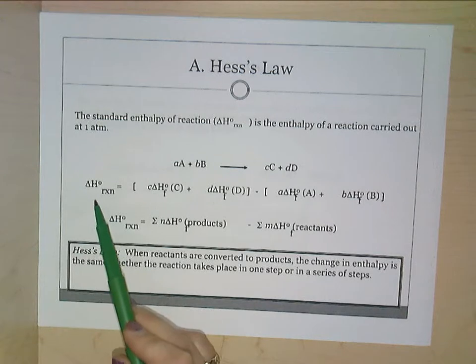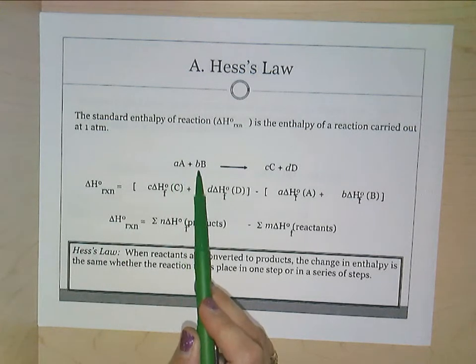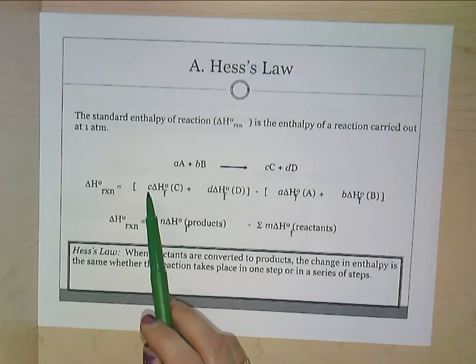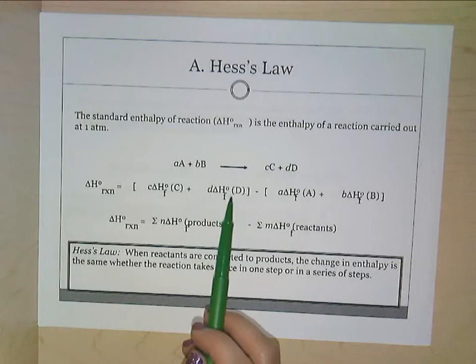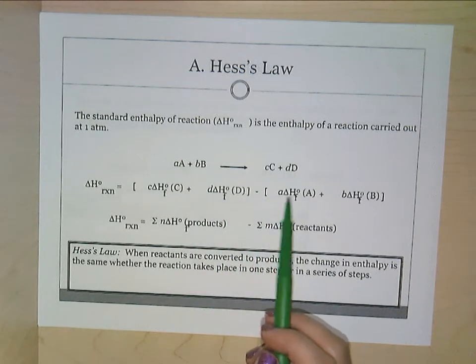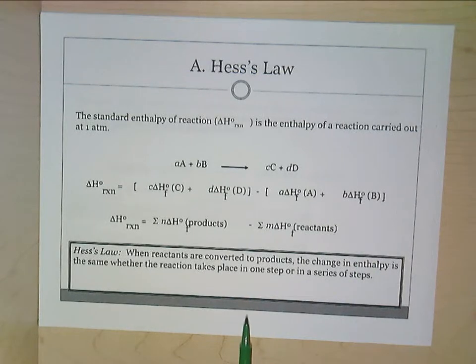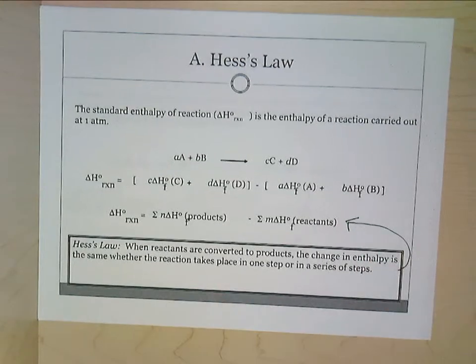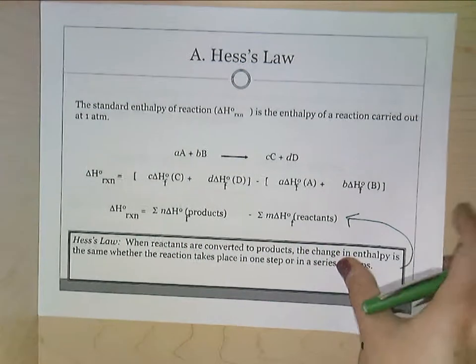This is another way of writing it out. The overall heat of reaction. If this is my reaction, A, B, B, C, C, C, then it's C times the heat of formation of C plus D, heat of formation of D, minus A, heat of formation of A, plus B, heat of formation of B. So Hess's law just says, use this equation. So when I say use Hess's law to solve, it means use this equation. So let's do some.